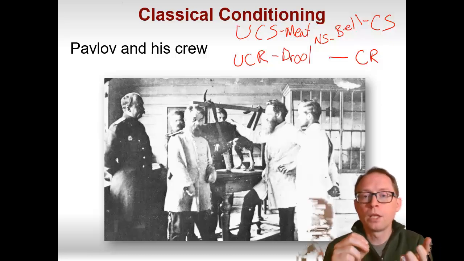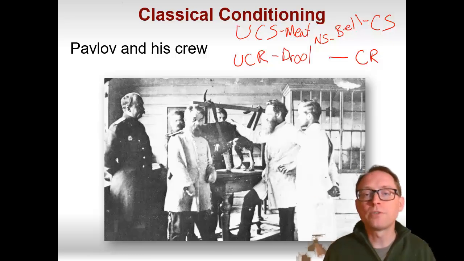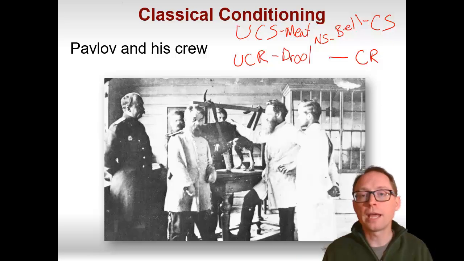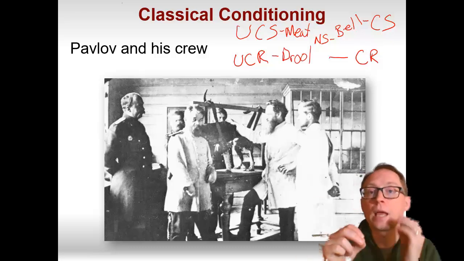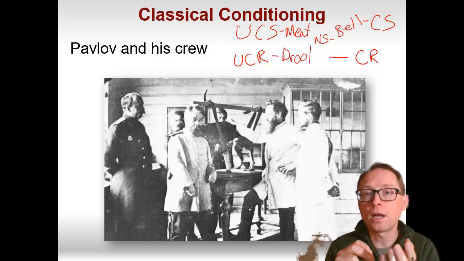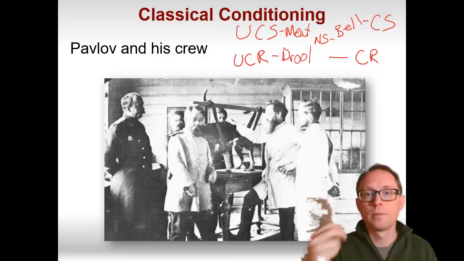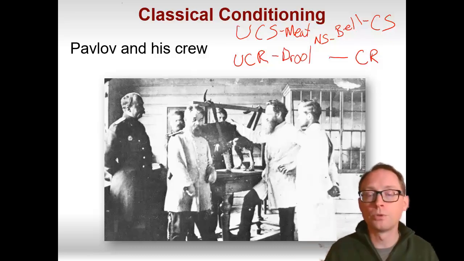Now, you can actually do those at the same time, simultaneous, but the most effective way to do this is a forward short delay. By forward short delay, I mean do the bell first, and then immediately after. When I'm talking about short delay, I'm talking about less than a couple seconds. Bell, meat, and then the dog will drool. The forward pairing is the neutral stimulus first, the bell, and then the unconditioned stimulus.